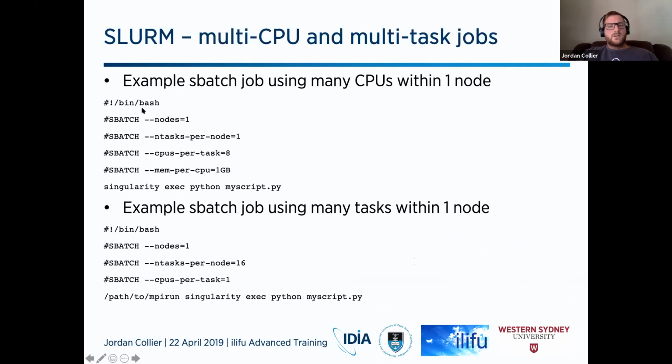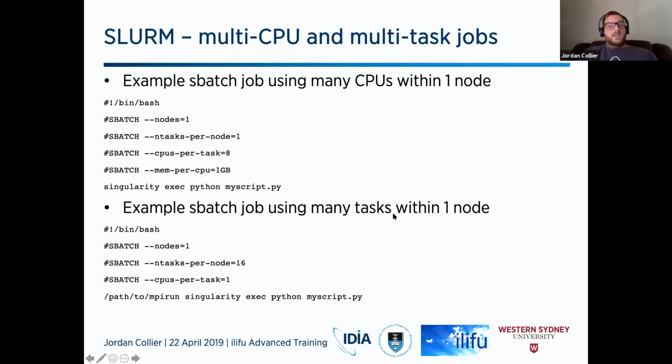So if we're using many CPUs on one node, we would say nodes equals 1, n tasks per node is 1, but CPUs per task, for instance, is 8. I can also specify the memory as per CPU rather than per node. And so this is how I would run an OpenMP type process, and then I would Singularity exec Python my script, assuming your script has implemented this or calls software that can use OpenMP.